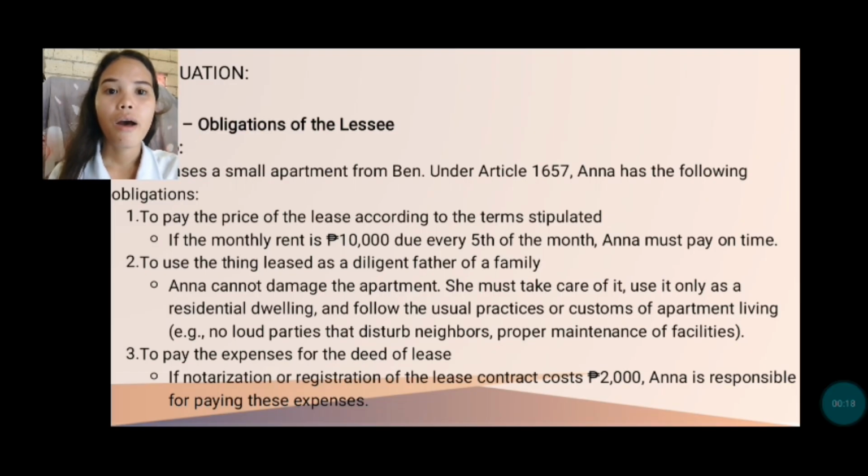1. To pay the price of the lease according to the terms stipulated. If the monthly rent is 10,000 pesos due every 5th of the month, Anna must pay on time.